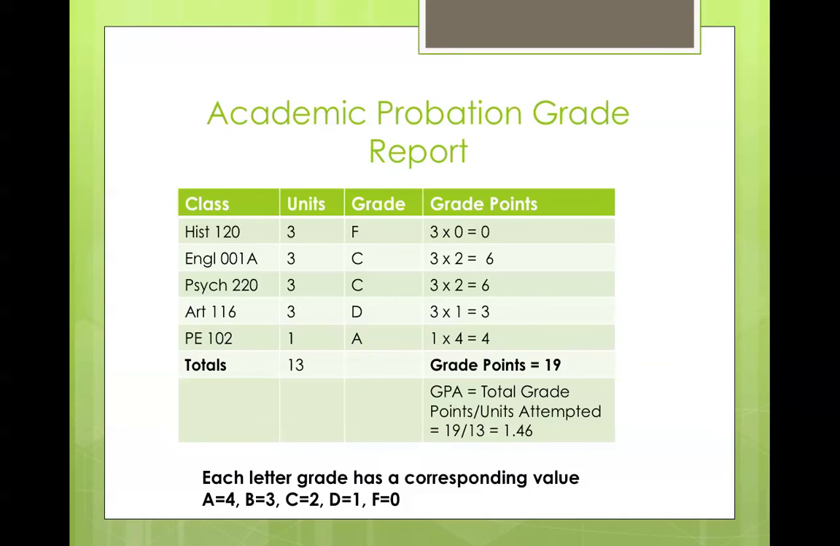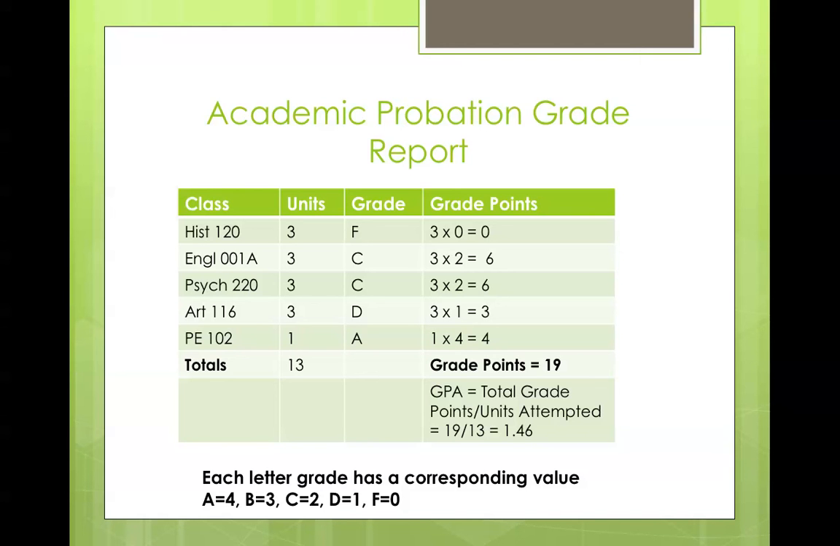Academic probation grade report. This is a sample of how to compute your GPA. If you're taking History 120, that's 3 units, and your grade is F. We take 3 units times the grade point, which is 0, because the student received F, so your grade points are 0. English 1A, 3 units, C. On the grade points, you take 3 units times what C is, 2.0, so 3 times 2 is 6.